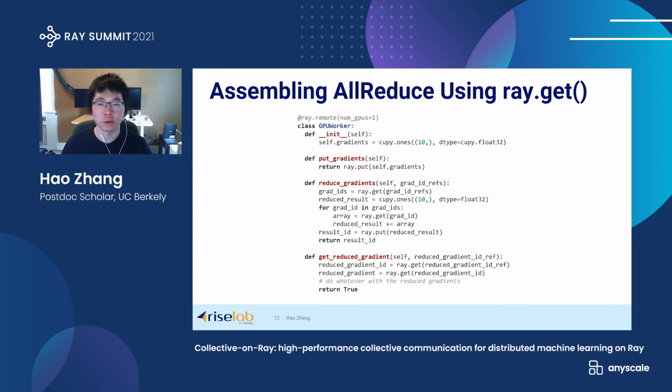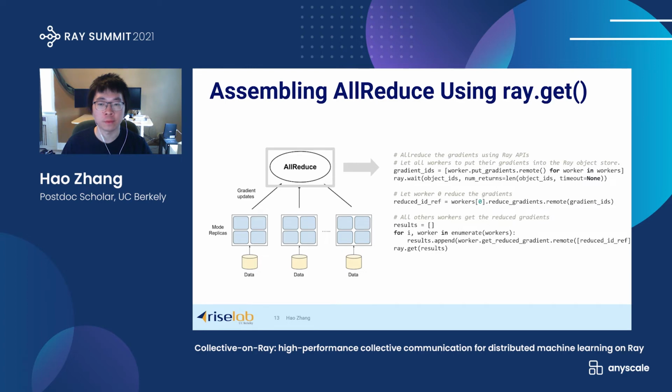So back to the driver code. With these 3 new methods, we first let all workers put their gradients into the object store by calling put gradient. We then designate worker 0 as a head worker and ask it to pull the gradients generated by other workers from the object store and then reduce them, and then put the reduced results back in the object store. This is done in the reduce gradient method. Finally, all other workers try to get the reduced results from the object store through a few more RPC calls.